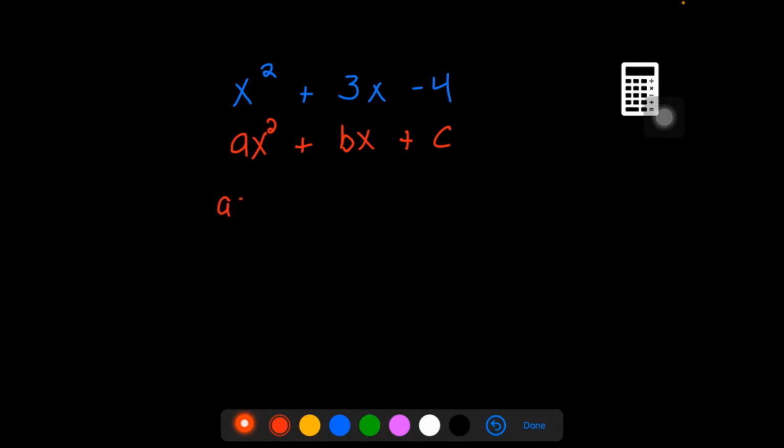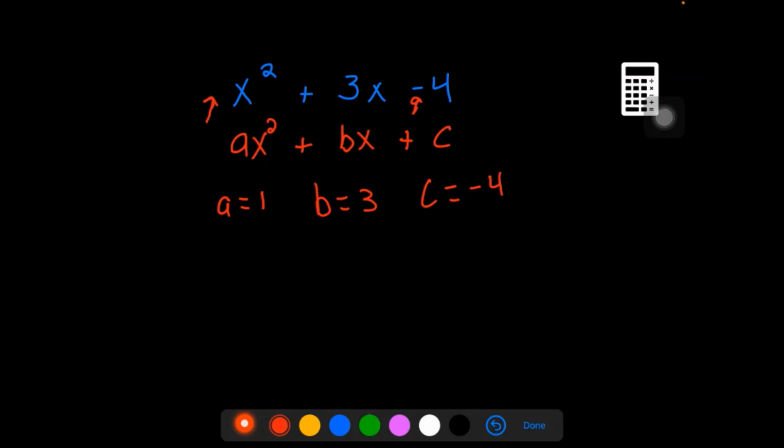Our a value is the coefficient, which goes right here. That coefficient is the number 1. Since there is no number there, we can assume that it's a 1 because, well, math. B equals 3, a positive 3, because that's what's in front of the x. And now our last value is our c value, and as you can see, it is a negative 4. You have to include the minus sign.